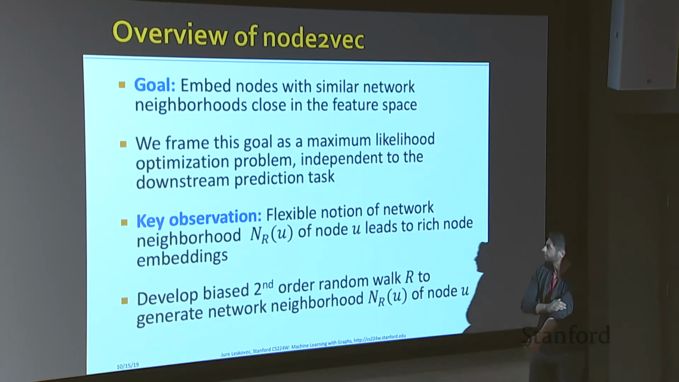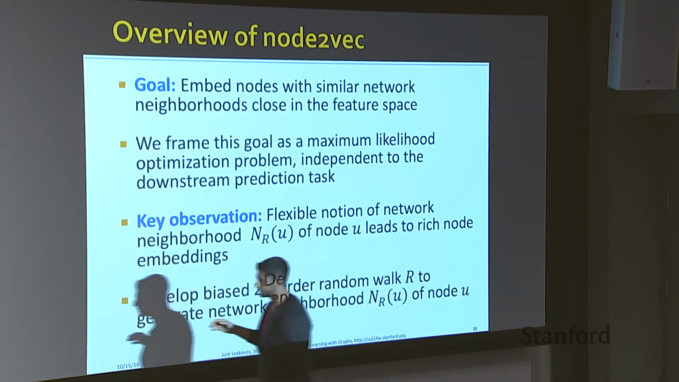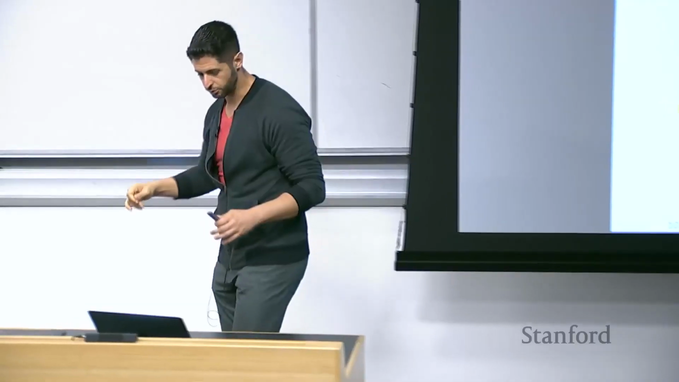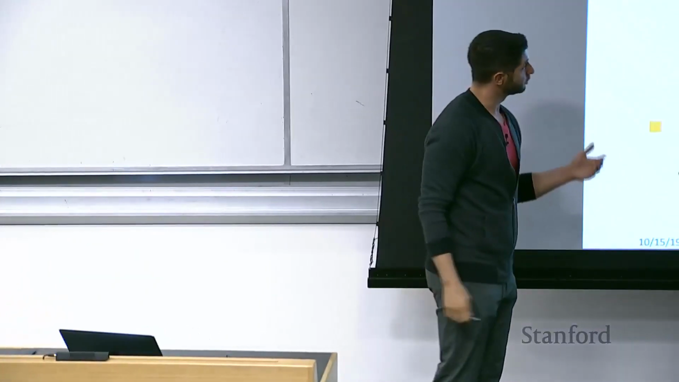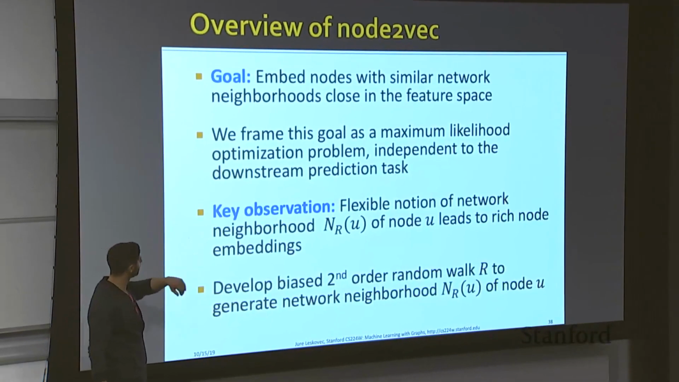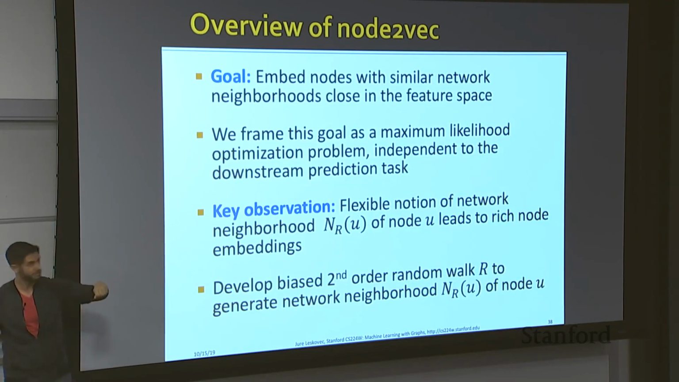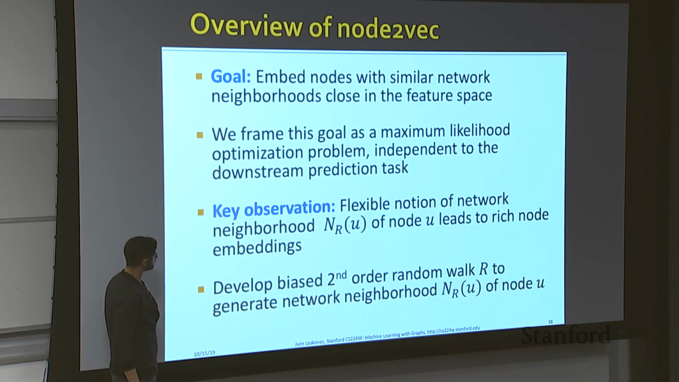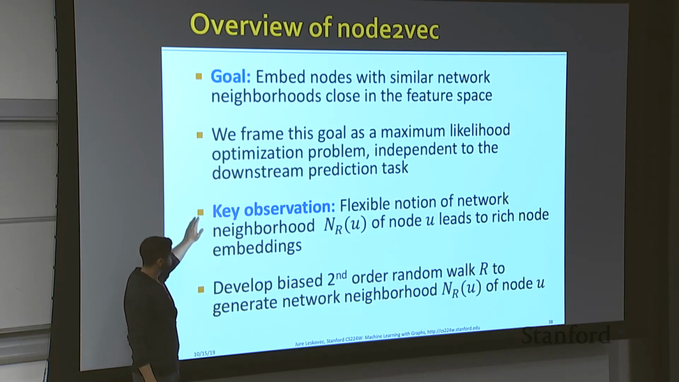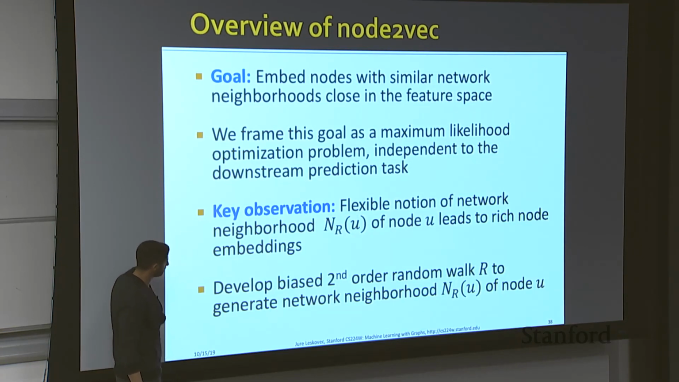The goal is exactly the same, so we're going to try to solve exactly the same problem, and the kind of optimization problem also is the same. We're still looking for a maximum likelihood, and this optimization problem will be independent of the downstream prediction task. So we're still working with an unsupervised machine learning pipeline. The key observation here is that we want to have a more flexible notion of neighborhood, that will lead to an even richer and more expressive node embedding.